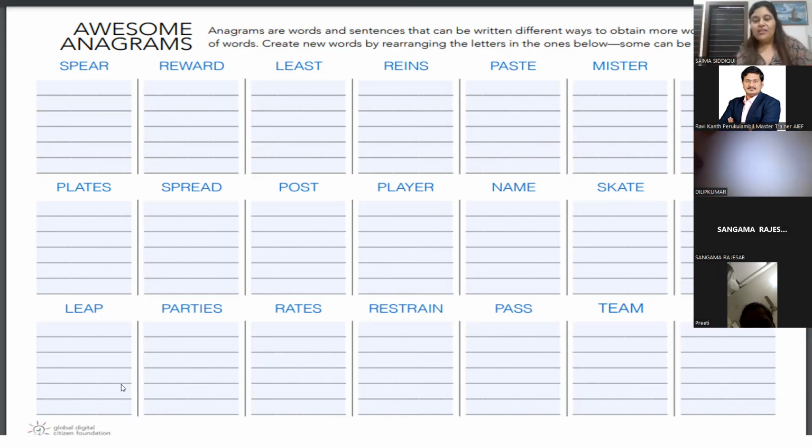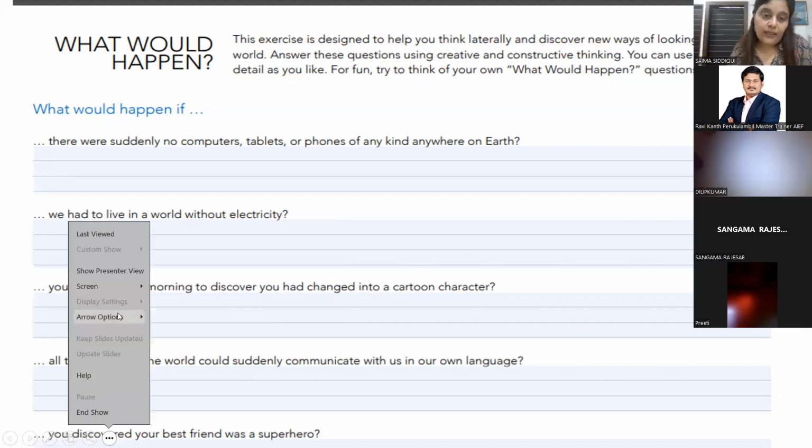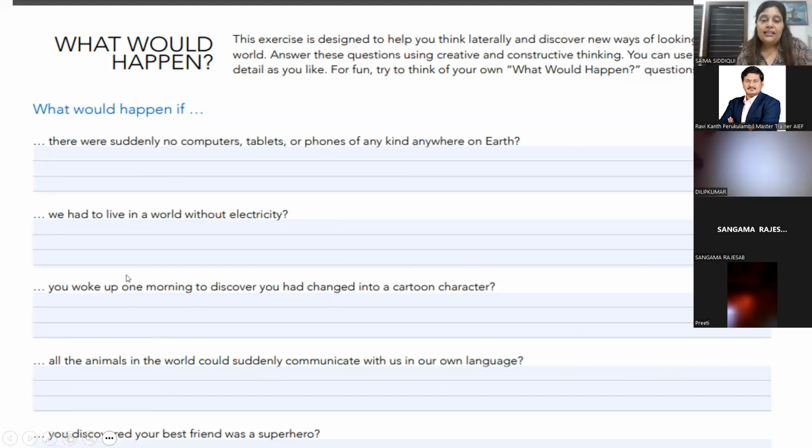So you have these words. Likewise, you can also have many words in the class and ask your students to form new words. In this way, they will also enjoy the class, and from there, their critical thinking will also start. So these exercises are designed to help you think laterally and discover new ways of looking at things and at the world. Answer these questions using creative and constructive thinking. You can use as many details as you like, for fun. Try to think on your own what would happen.